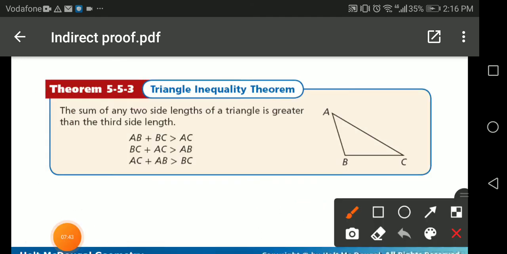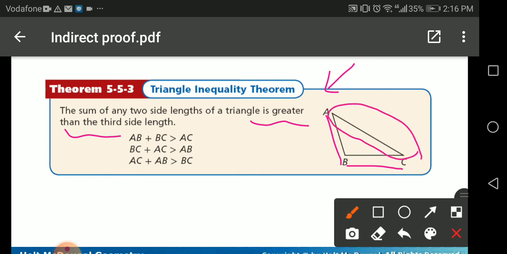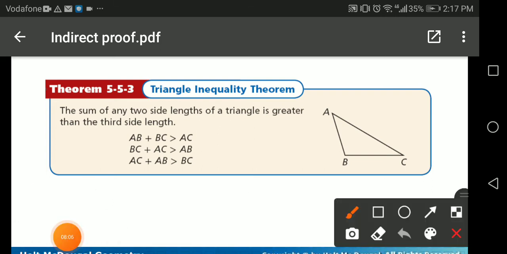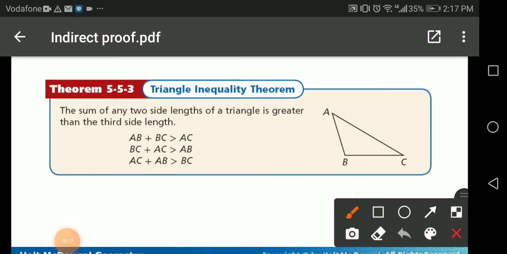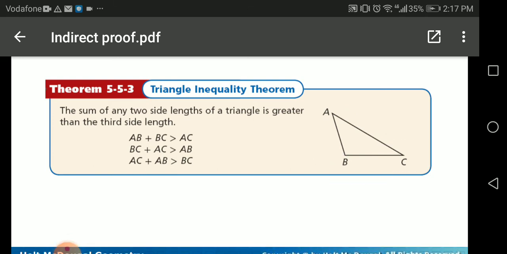So guys, remember, this theorem is very interesting too. In any triangle, the sum of the lengths of two sides is greater than the third side. So AB plus BC must be greater than the third side AC. What about BC? BC plus CA, or AC, the same, must be greater than AB. What about the next one? We have AC plus AB must be greater than BC.